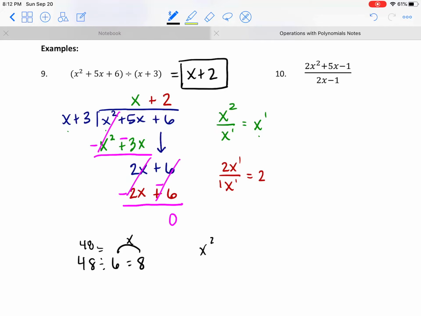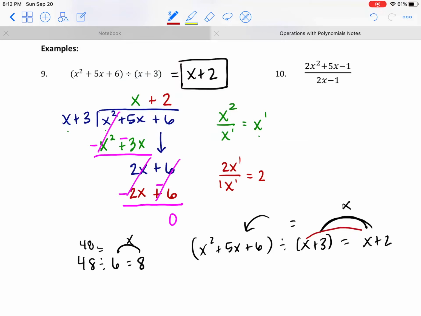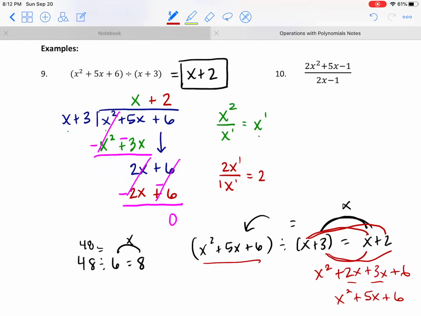So the same thing would apply here. If I'm saying that x squared plus 5x plus 6 divided by x plus 3 is equal to x plus 2, that means if I multiply these, I should get back to this. And in fact, you can see I would. So x times x would give me an x squared, 2 times x would give me a 2x, 3 times x would give me a 3x, and 3 times 2 would give me 6. And combining these, I end up with x squared, 5x, and plus 6, which is exactly what I have here.